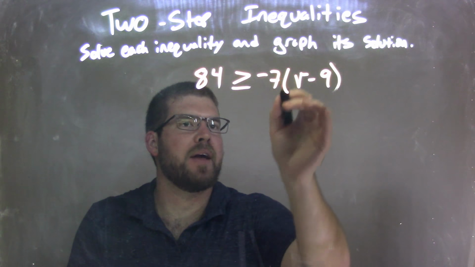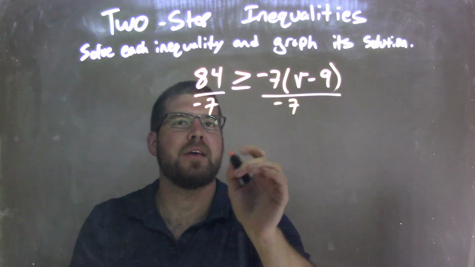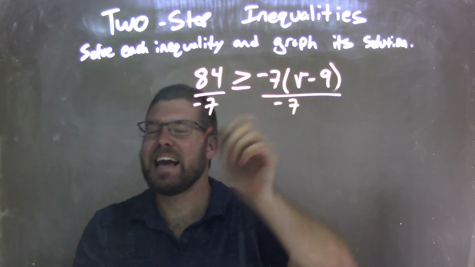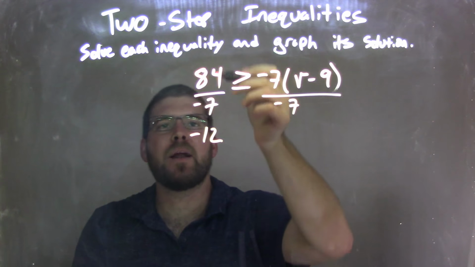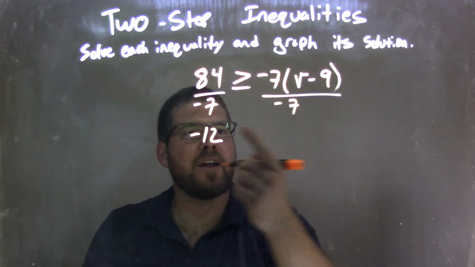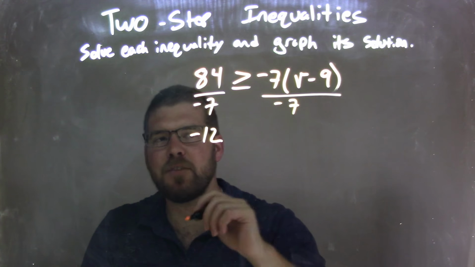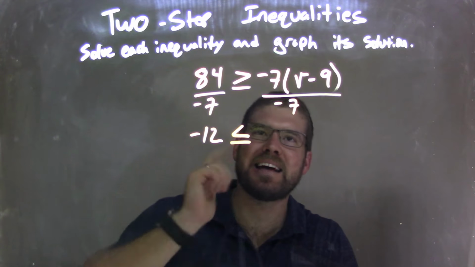There's multiplication there, so I'm going to divide by negative 7, the opposite of multiplication, on both sides, leaving me 84 divided by negative 7, which is negative 12. 84 divided by 7 is 12, and a positive divided by a negative is a negative. Since I divided the inequality by a negative number, I need to flip the inequality, so instead of greater than or equal to, it becomes less than or equal to.